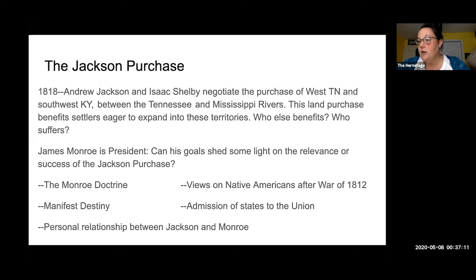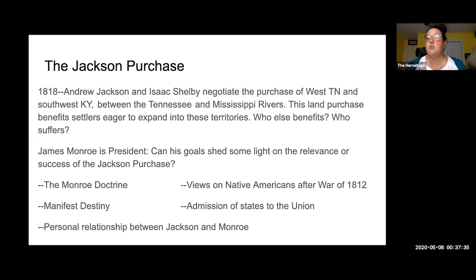Now it's clear how that transaction is going to benefit American settlers, right? I think that's pretty obvious. The American settlers are looking to move westward. We've got this spirit of manifest destiny that's driving us on. But Andrew Jackson and Isaac Shelby are not acting independently of the direction of the President of the United States.